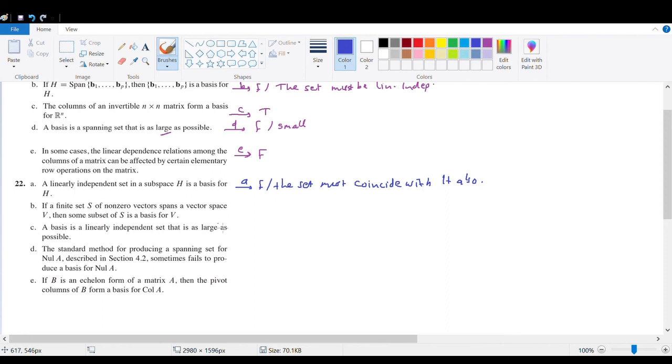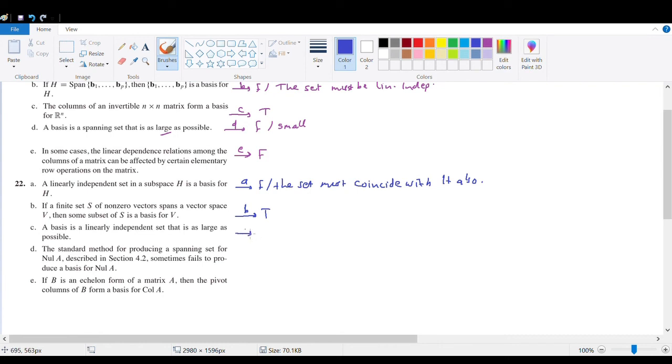Now for B, if a finite set S of nonzero vectors spans a vector space V, then some subset of S is a basis for V. This one is true, because it does not change. If we have a finite set of nonzero vectors that spans a vector space V, then if we take a subset from it, this subset will be a basis. Now for C, a basis is a linearly independent set that is as large as possible.